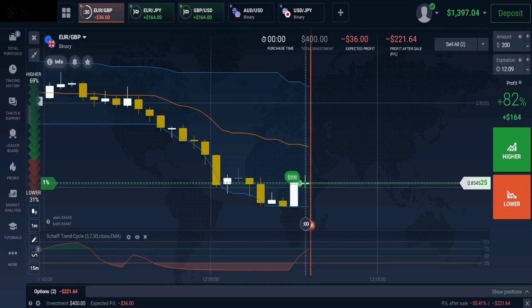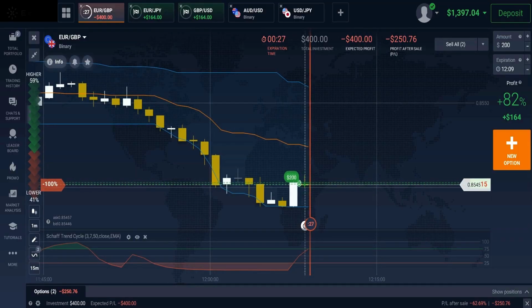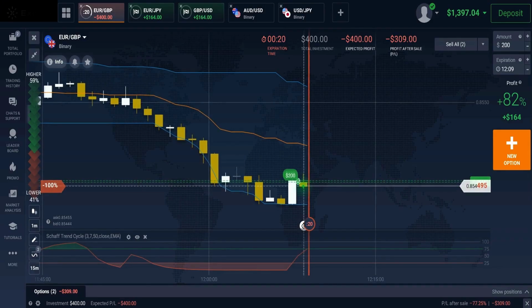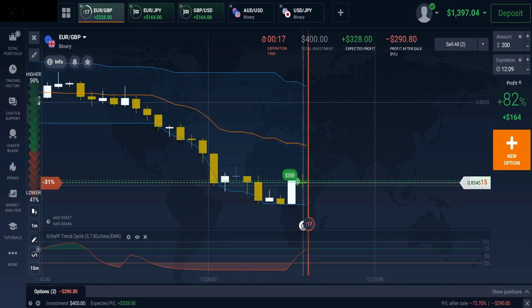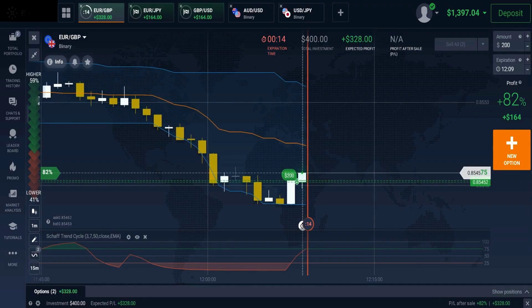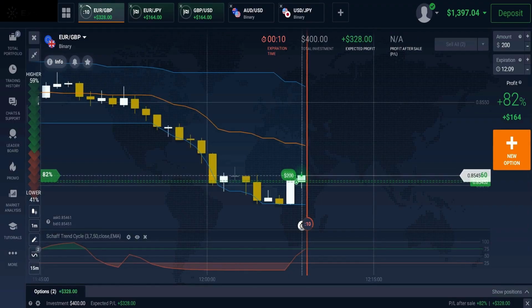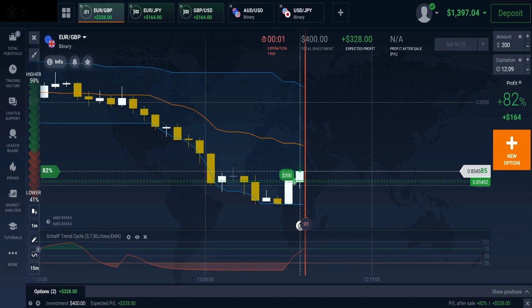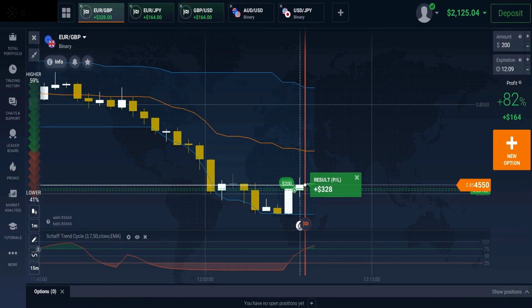While we wait for the trade result, here's something important to remember. No strategy gives 100% winning trades. Even with a strong setup, market movements can sometimes surprise us. That's why we always follow the strategy, trust the process, and stay consistent. Win or lose, every trade is a learning experience. As you can see, the trade closed in profit.